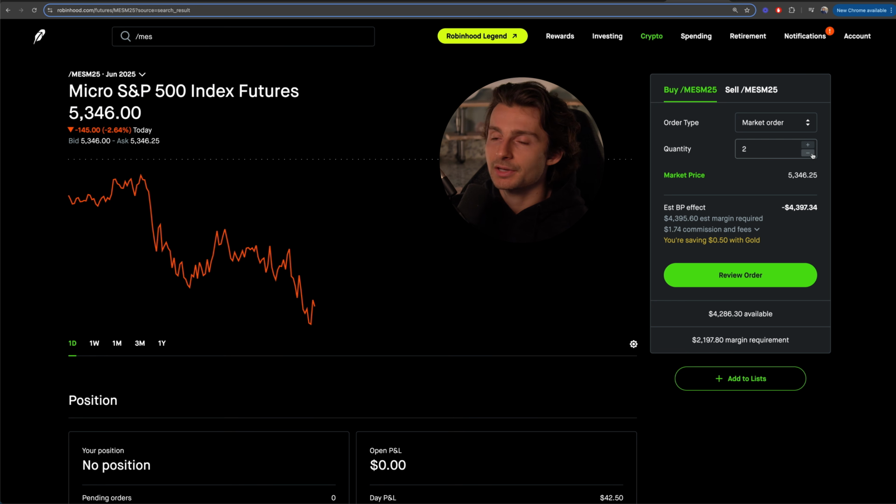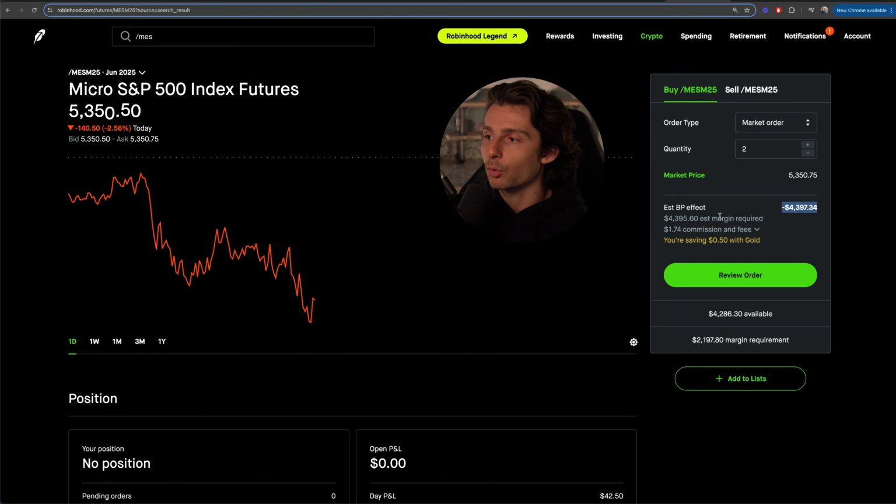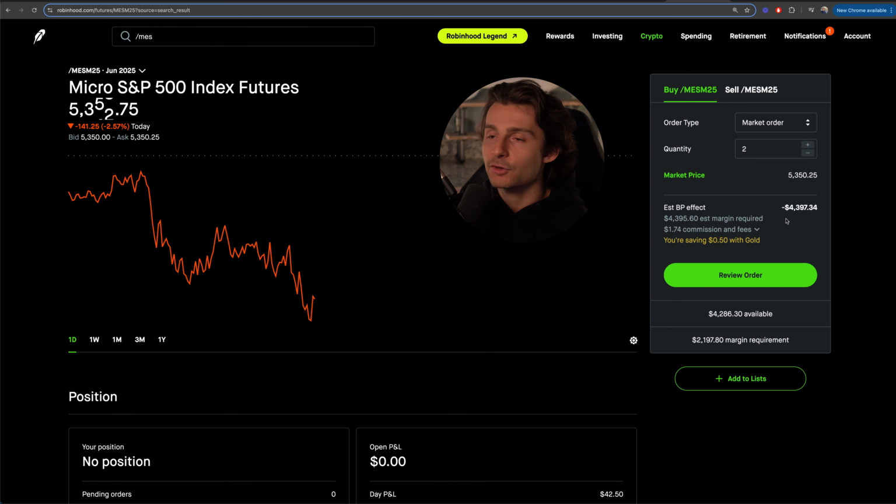But this is an easy way to bump the numbers up. It'll show you how much money essentially of buying power or margin you're required. And then if you have that, you're good to go. If you don't, you can't. So I'm going to go to one contract just to make it simple. And I'm going to click on sell.